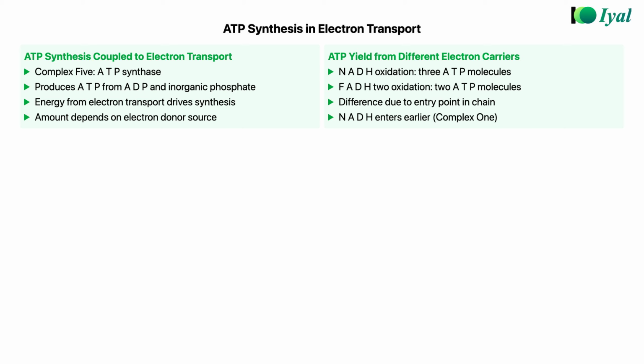Now the key difference: when one NADH donates its electrons, how many ATP are made? 3 molecules. Why 3? Because NADH enters at complex 1, which is at the beginning of the chain. Electrons travel through many steps, releasing energy at each step. That energy drives ATP synthesis at 3 points. In contrast, when one FADH2 donates electrons, how many ATP? 2 molecules. Why only 2? Because FADH2 enters at complex 2, which is later in the chain. Electrons travel through fewer steps, less energy released, less ATP made.